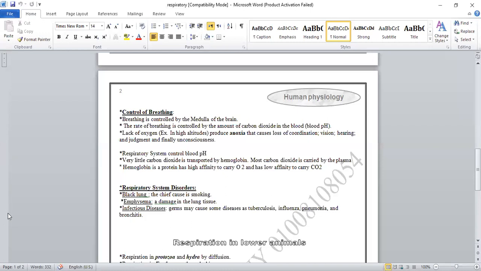A lack of oxygen in high latitudes. نقص الأكسجين في الارتفاعات العالية بيعمل لي حاجة اسمها أنوكسيا اللي هي loss of coordination فقدان التوازن وفقدان الفيجن وفقدان الهيرينج judgment. Body living organism human can't control its body can't judge its body and finally unconsciousness يعني كوما يعني فقدان الوعي. ده الانوكسيا اللي هي as a result of decreasing oxygen ratio in air ده at higher latitudes في الارتفاعات العالية.